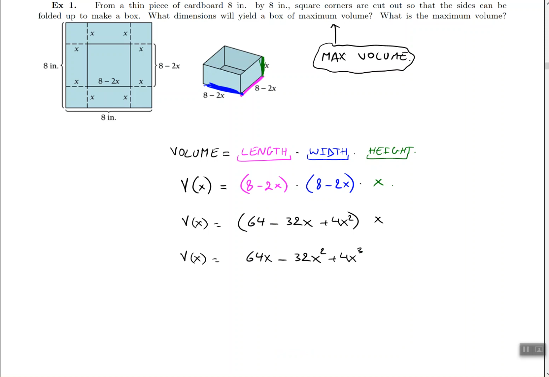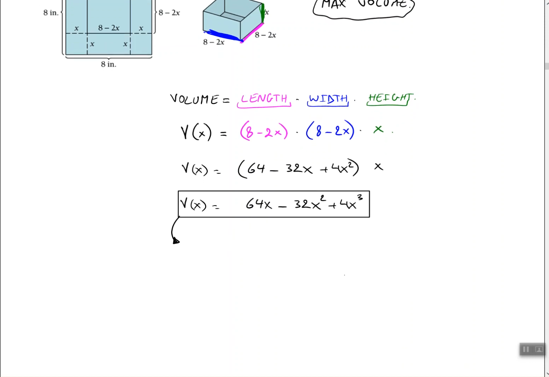That's the volume formula, and remember we're looking for the maximum volume, so we would need to find the derivative because the derivative tells us the maximum and the minimum. So let's go ahead and write down v prime of x. The derivative of 64x is going to be 64. The derivative of 32x squared is going to be negative 64x. And the derivative of x cubed is going to be basically 12x squared.